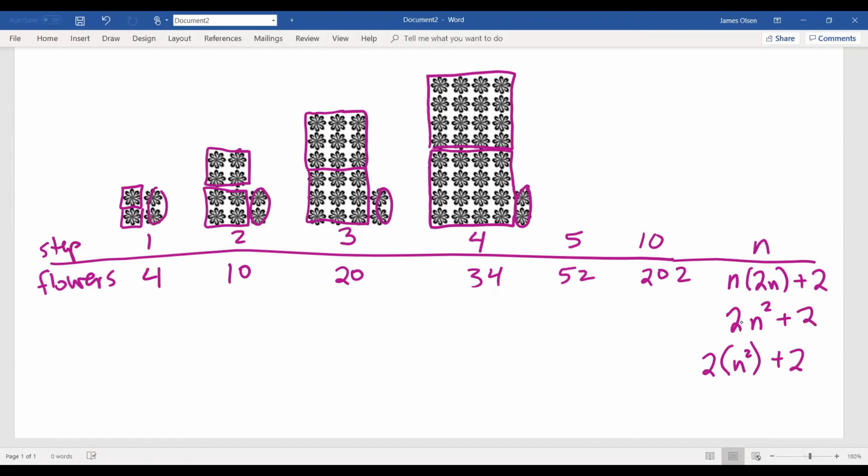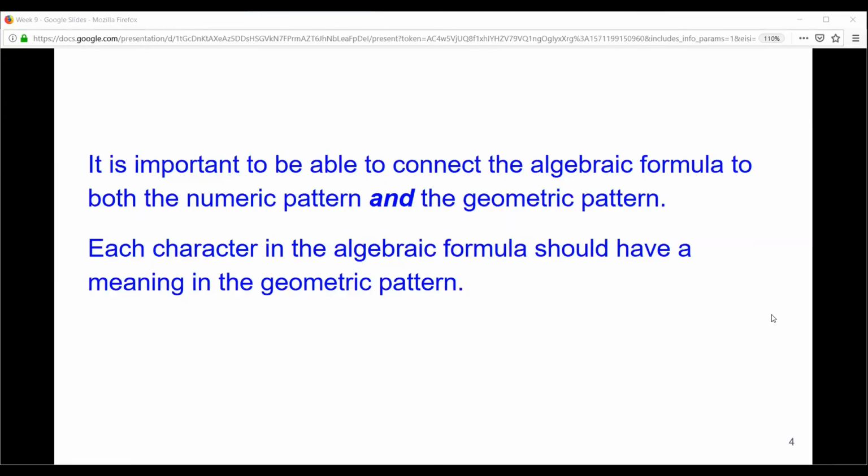The interesting thing about these visual patterns is oftentimes students will come up with different expressions. But if we take a look at the expressions, they're usually equivalent. And each expression can be explained in their own way. It is important to be able to connect the algebraic formula to both the numeric pattern and the geometric pattern. It's also important to know why it works. Each character in the algebraic formula should have a meaning in the geometric pattern.